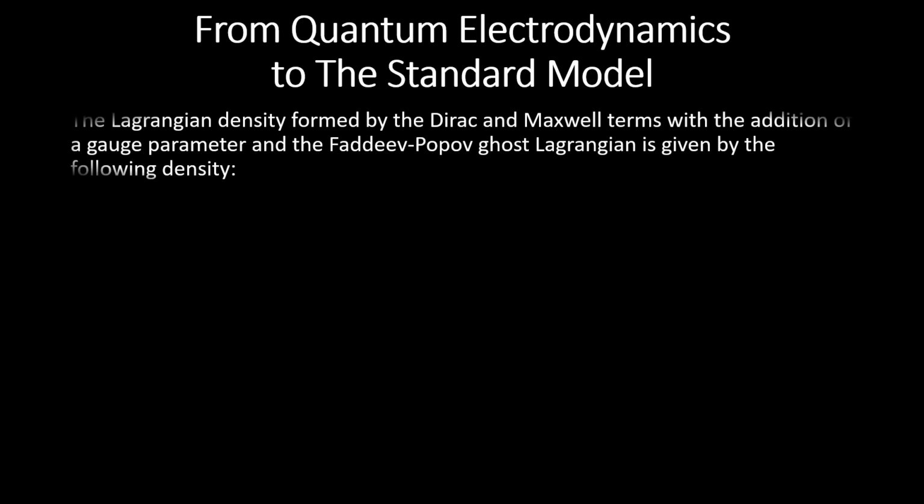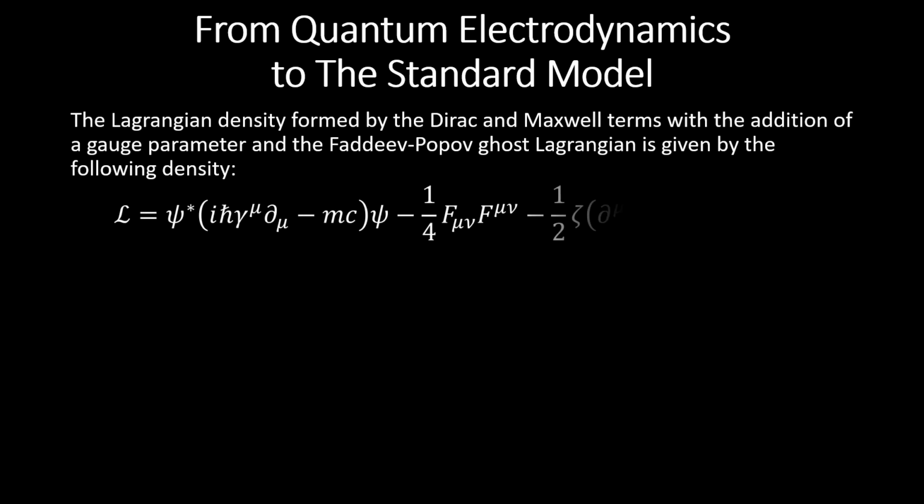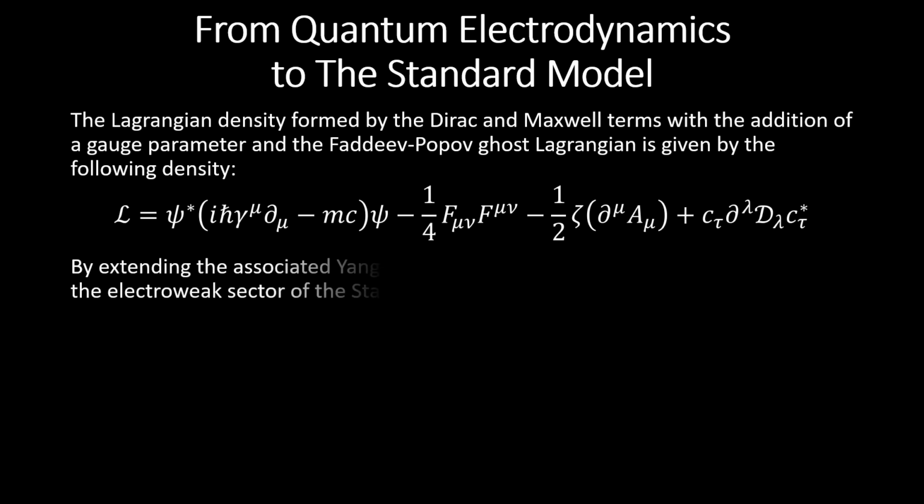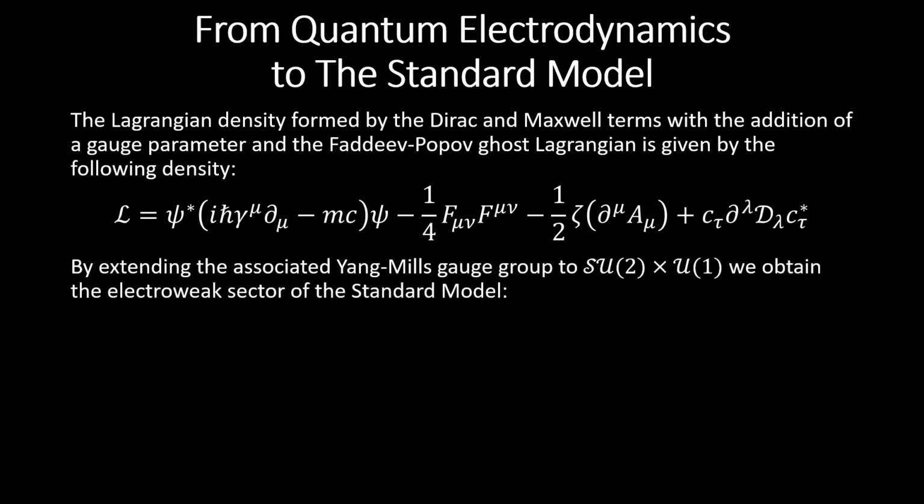Now let's head towards the standard model of particle physics. The Lagrangian density formed by the Dirac and Maxwell terms with the addition of a gauge parameter and the Faddeev-Popov-Gauss Lagrangian, which is what we'll use to cancel gauge anomalies, is given by the following density. By extending the associated Yang-Mills gauge group to SU2 cross U1, we obtain the electroweak sector of the standard model.